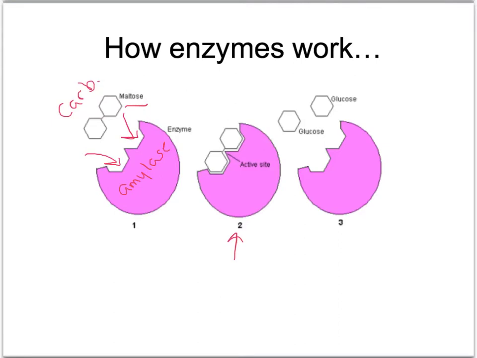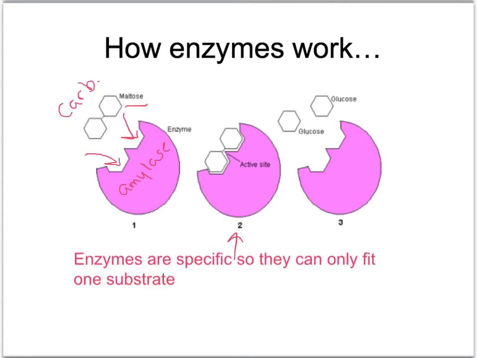When we initially talked about enzymes, we talked about a lock and key model. So one important thing to remember is that enzymes are specific, which basically means they can only fit one substrate. So going back to these steps, if a different shaped molecule tried to fit in, let's say a protein, what would happen is the protein wouldn't be the right shape, so it would just bounce off.